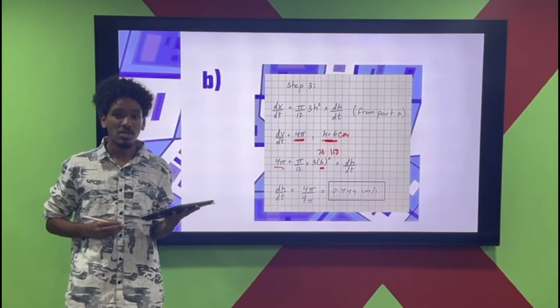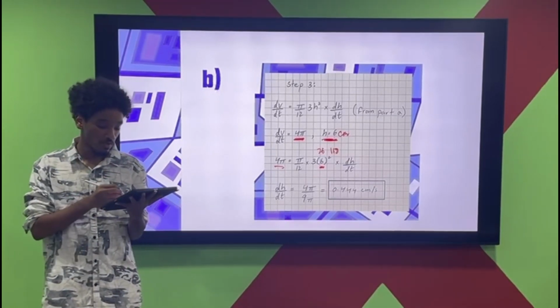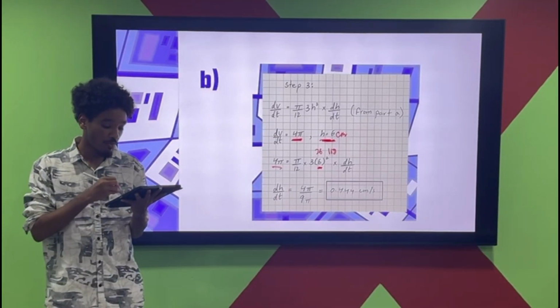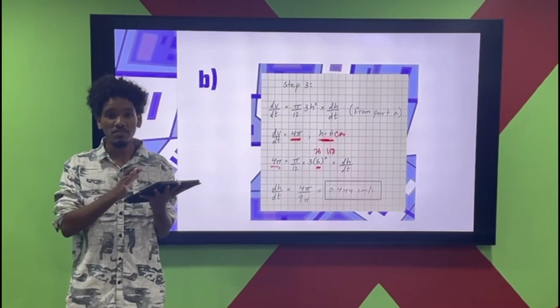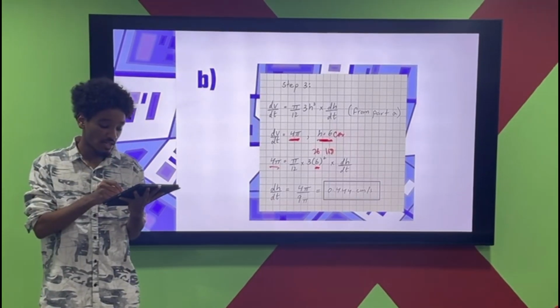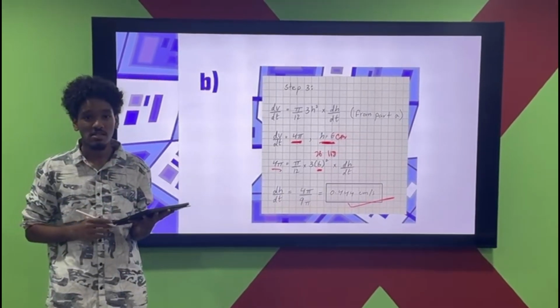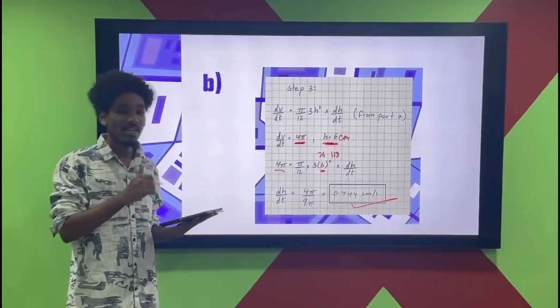And since the question asked us to find dh/dt, we're going to make it the subject, and then we're going to do 4 pi divided by 9 pi, which is just another way of simplifying it. So the final answer will be 0.44. I hope you got the same value as this, and if you didn't, it's fine. You can try again. Thank you.